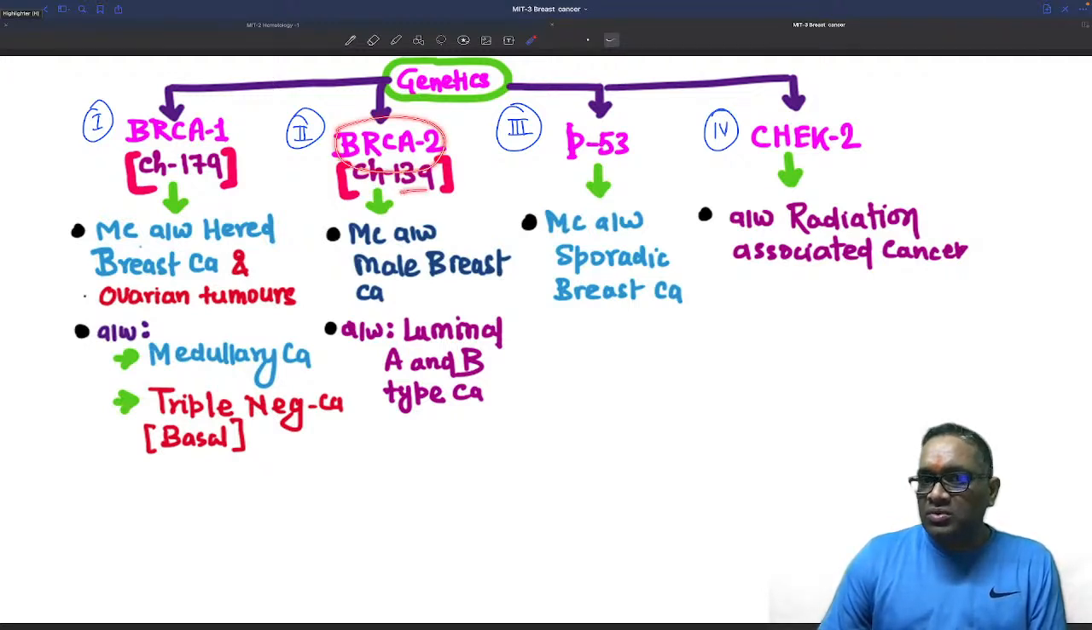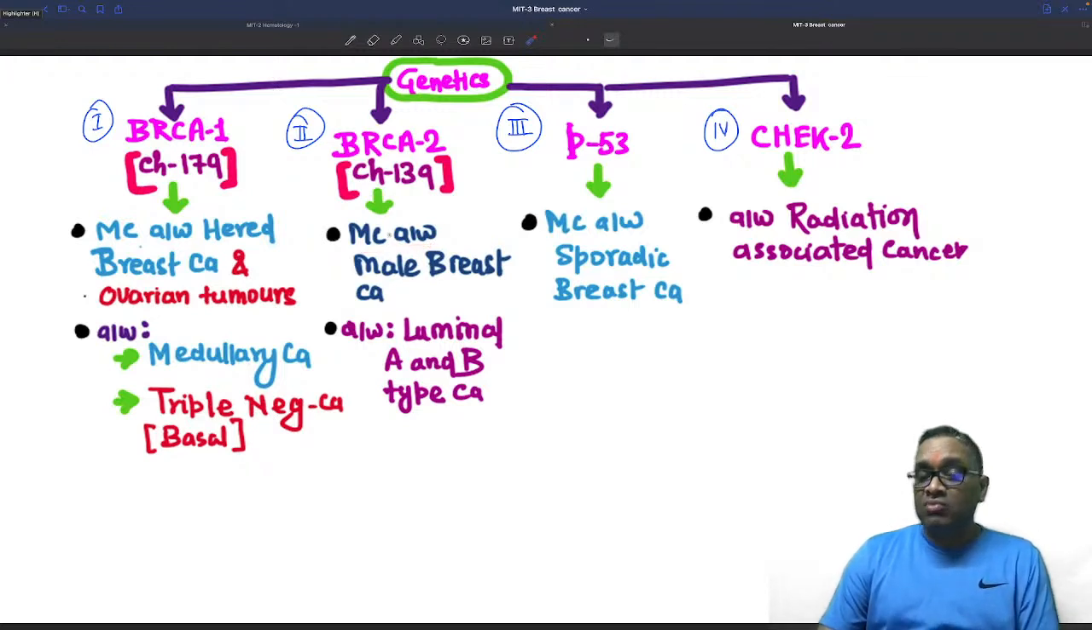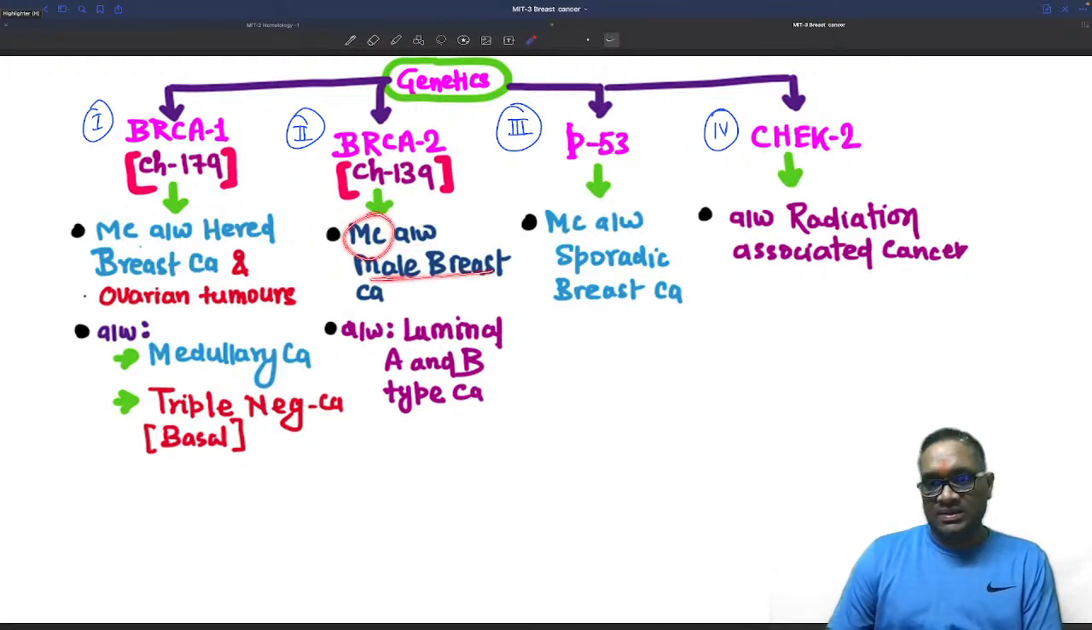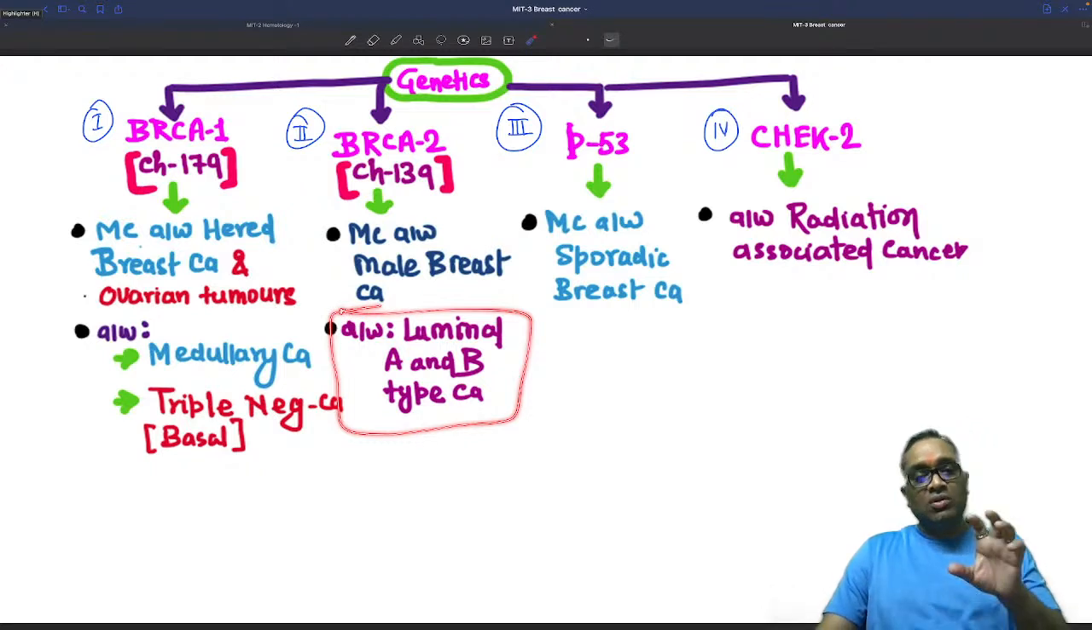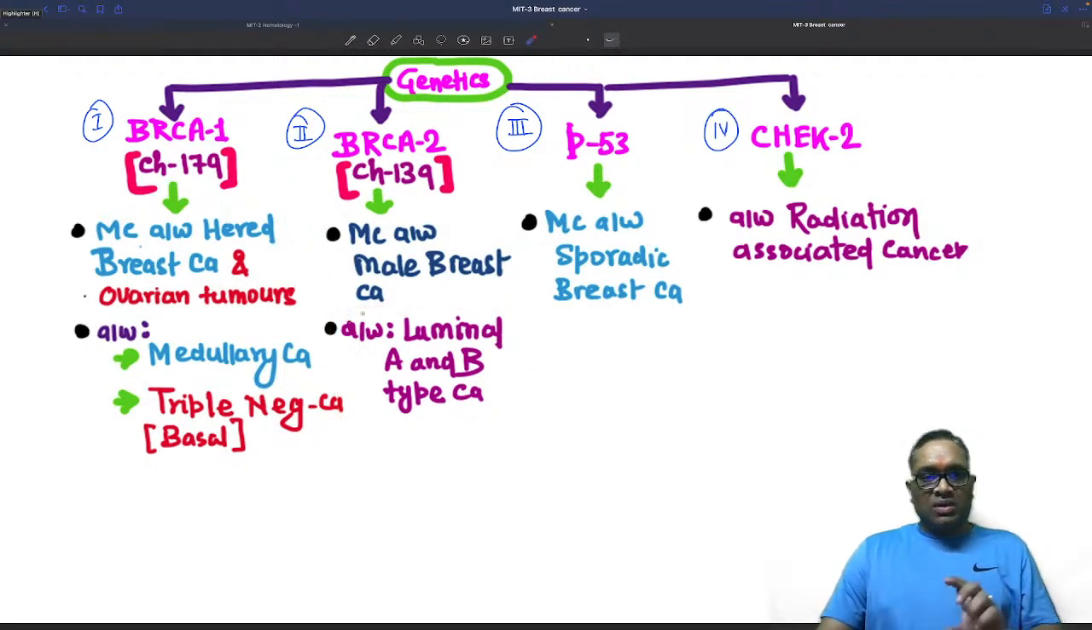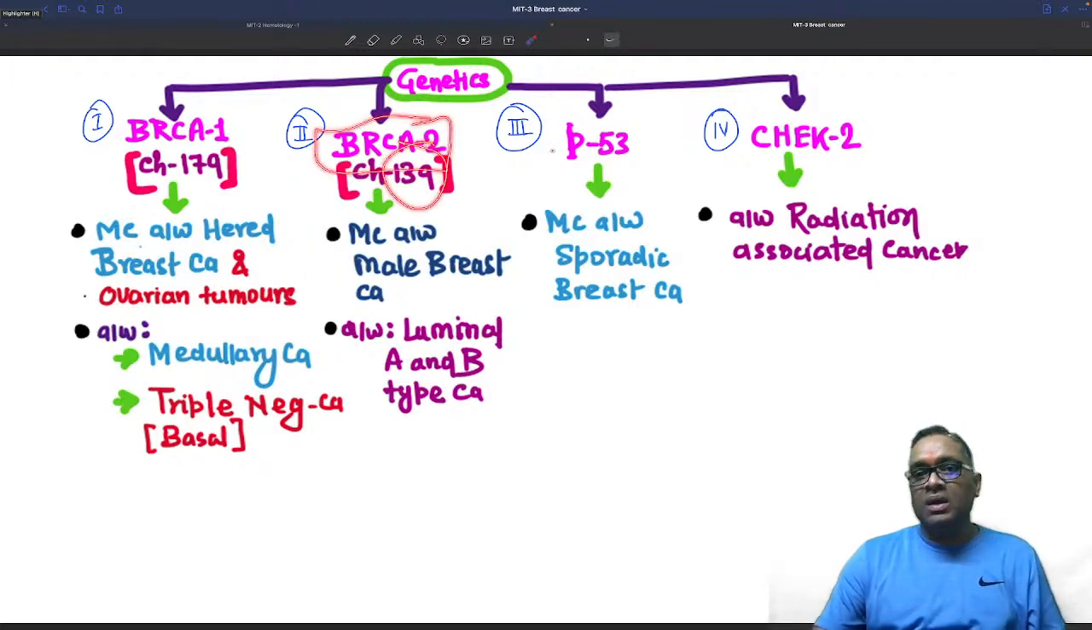BRCA2 location is on chromosome 13 long arm. So remember, BRCA1 is 17 long arm, BRCA2 is on 13 long arm. They are also associated with breast cancer, and they are most commonly associated with male breast cancer, right? BRCA2, which is on chromosome 13q, is also associated with luminal A and B types of breast cancer on molecular classification. So that is the BRCA2 gene.